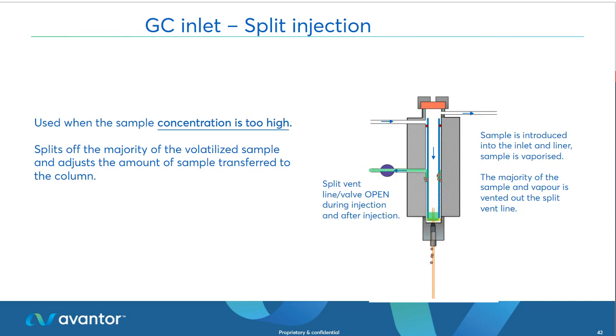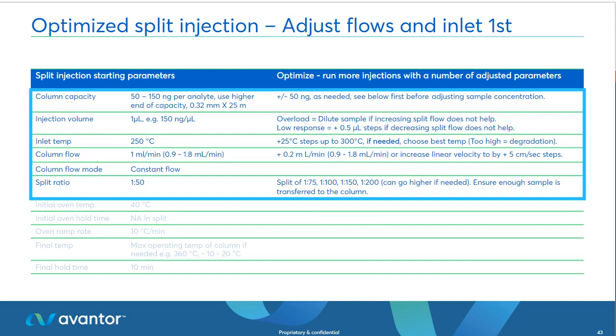This method of injection, this mode, is used when the concentration of the sample is high, and we don't want all of it going down into the column. So we're going to look at what we can adjust. So first we're going to look at the flows and the inlet settings.